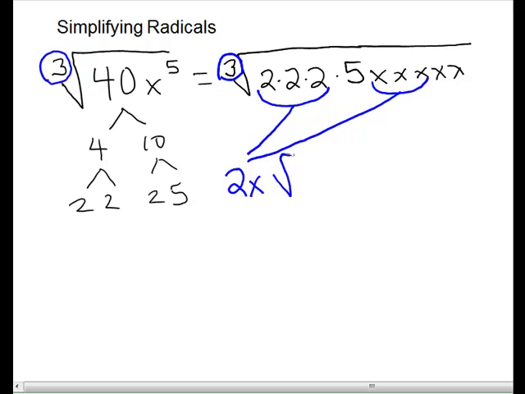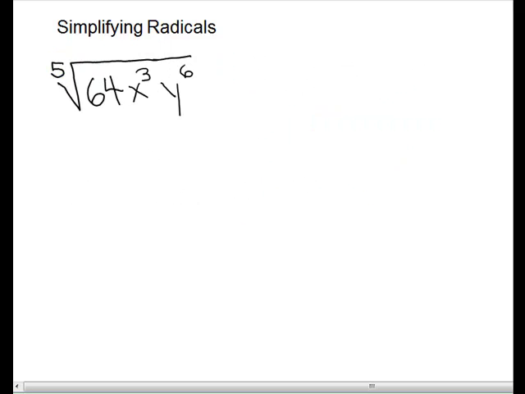We'll put the radical symbol back with the little 3 for the index. We have a 5 underneath, and we have 2 x's, which would be x squared. So we have 2x times the cube root of 5x squared. That is simplified form. There is no cube underneath the radical symbol. Let's look at one more example.